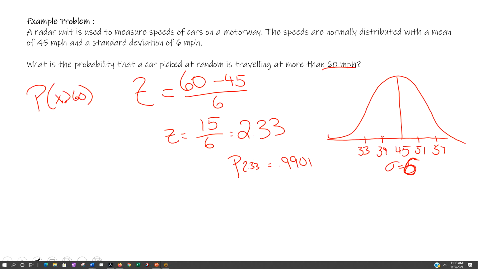We want more than 60 miles per hour. So we actually have to subtract that 0.9901 from 1 to get our value. And we're looking at about 1% for our answer. So 1% of the cars on this motorway at any particular time are traveling more than 60 miles per hour. That's the math that I'm going to expect you to be able to do on the test.